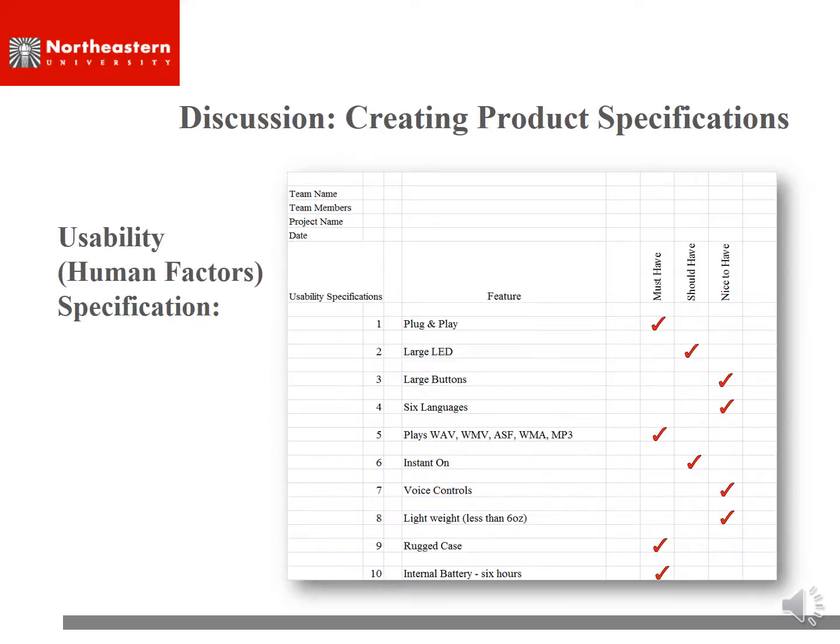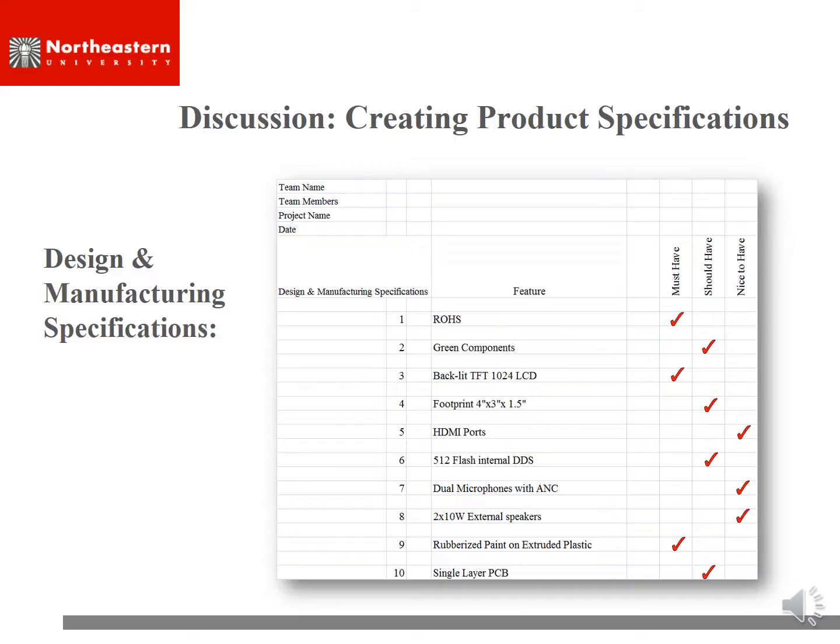Interface, usability, the manufacturing specifications. Again, you need to fill these out. These should be available for the design people and for the manufacturing people.